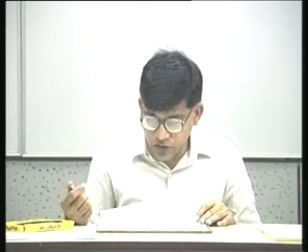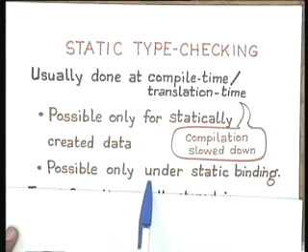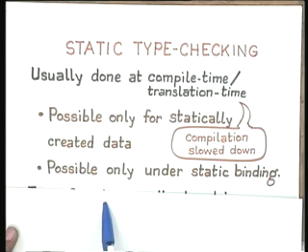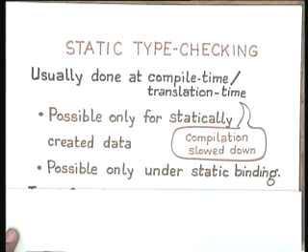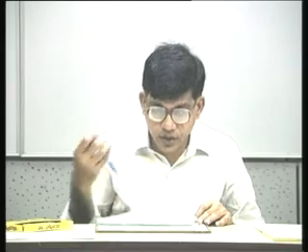And of course, all this implies that you can do static type checking only for statically created data, and it is possible only where bindings are static, where bindings are determined at compile time. If there are bindings which are determined at runtime, then for example in languages like Lisp and APL and Snowball, you can't do type checking at translation time, right.